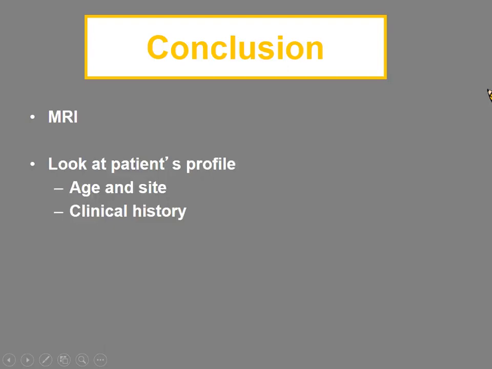But before you even look at the MR, you can glean a lot of useful information by looking at the patient's profile, by knowing the age and the particular site that you're looking at, and by having a mental picture of what the normal appearance of the marrow should be in these patients. And of course, a good clinical history would be useful.